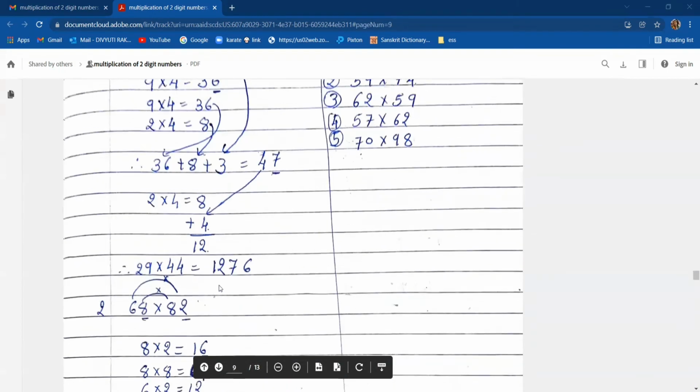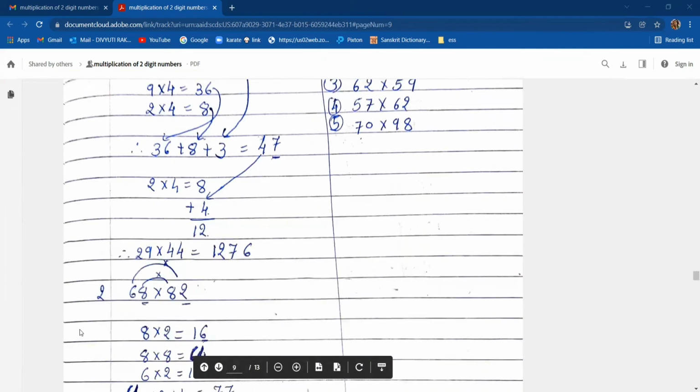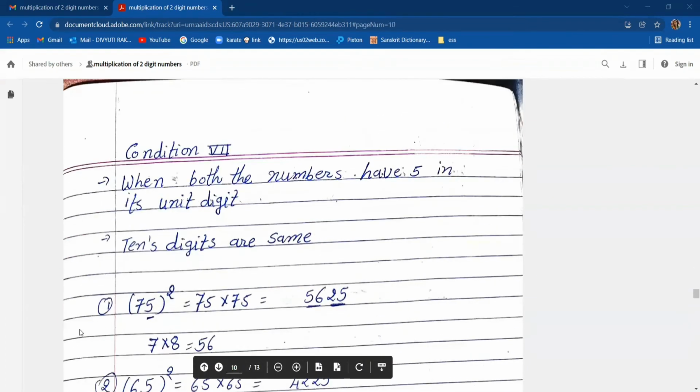So these are the practice questions. Please note down and do more and more practice of this method, because it is a very important method, right? And it can be applicable for any kind of 2-digit numbers product. So I hope you have noted down. Now let's move on to the next condition.